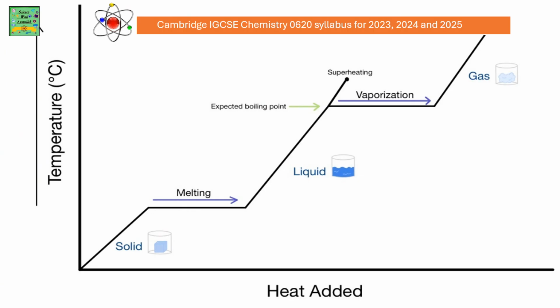The heating curve is a graphical representation of the correlation between heat input and the temperature of a substance. It can be used to determine the melting point and the boiling point of a substance. Here we can see the heating curve, the solid changing into liquid and then changing to gas. In between we have the melting point and the boiling point.